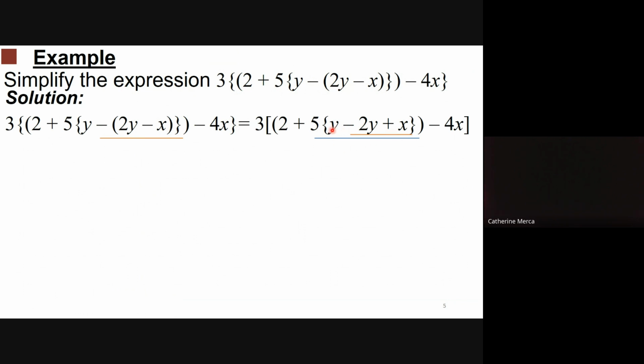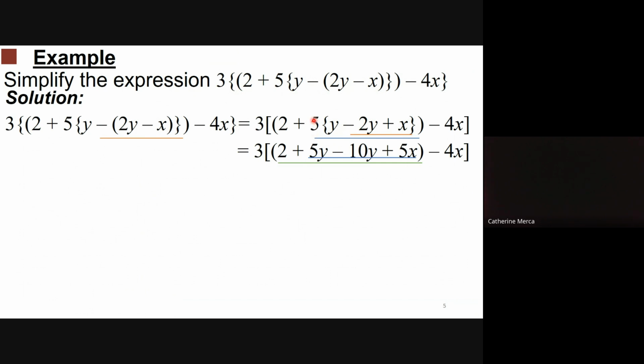Now, if we consider again these terms, we have y minus 2y. When we combine the terms, that becomes minus y. And then you have your x plus x. So from there, y minus 2y is negative. y minus 2y should give us negative y.